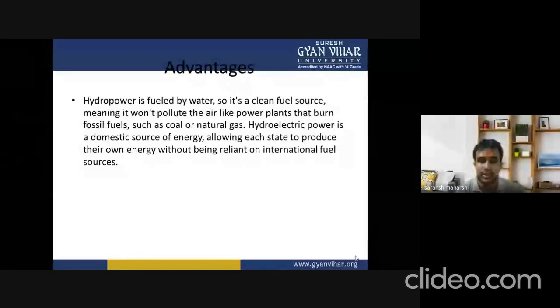Hydroelectric power plant is a domestic source of energy, allowing each state to produce their own energy without being reliant on international fuel sources.